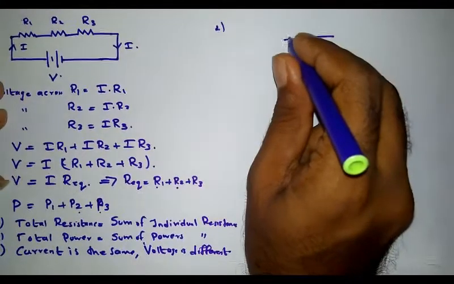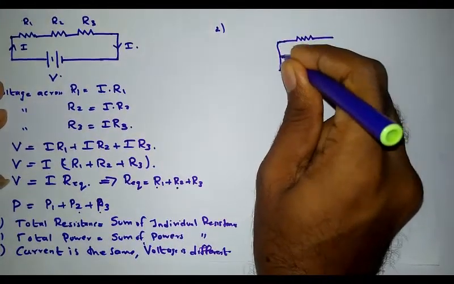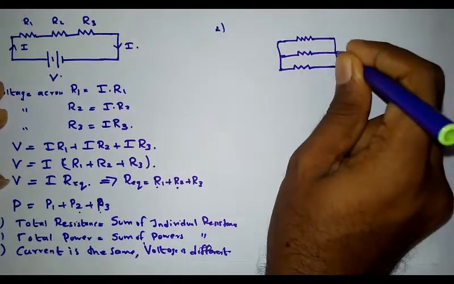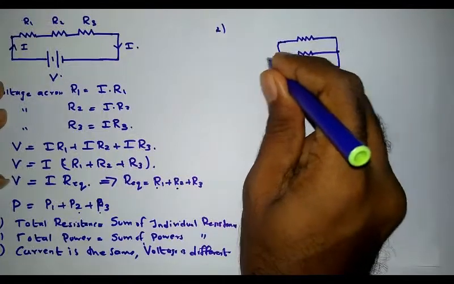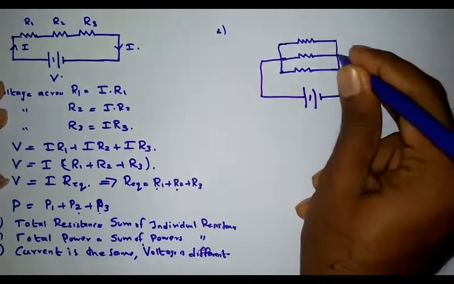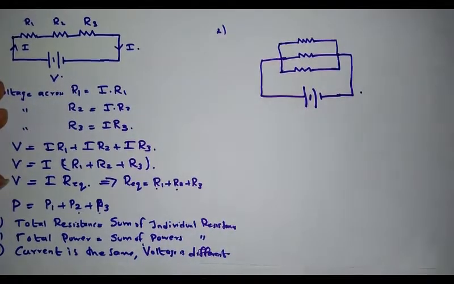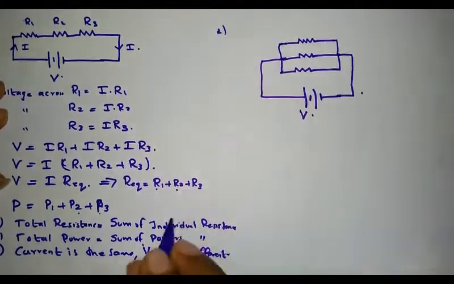Then in a parallel circuit, the start point of all the three resistors are connected together and the end point of all the three resistors are connected. This is an example of a parallel circuit. And I am going to connect an EMF source or voltage source across the parallel circuit. This is a case in which the start point of all the resistors are connected together and the end point of all the resistors are connected together. Then V is the applied voltage.